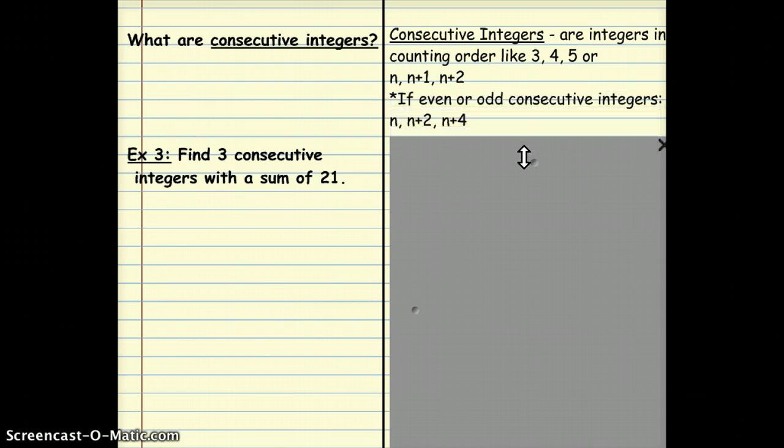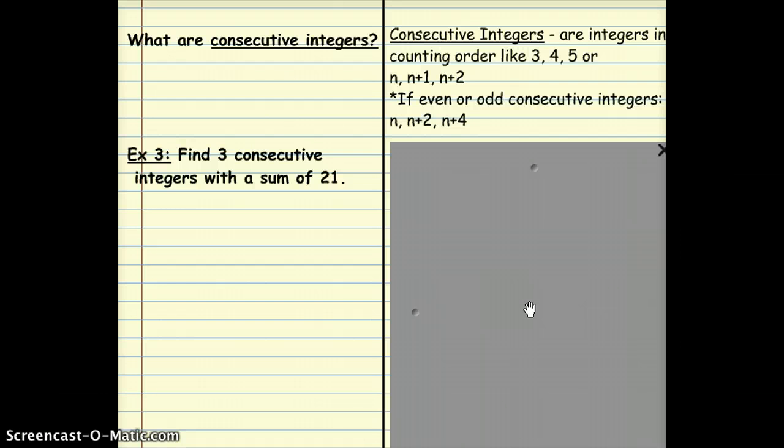Now sometimes they like to talk about consecutive even integers or consecutive odd integers. If this is the case, for example, if we start with the number 11 as our first odd integer, in order to get to the next odd integer, which would be 13, we'd have to add 2. And to get the next one, we'd have to add 4. So if you're talking about even or odd consecutive integers, you've got to work with n, n plus 2, and n plus 4. So let's take a look at this example.